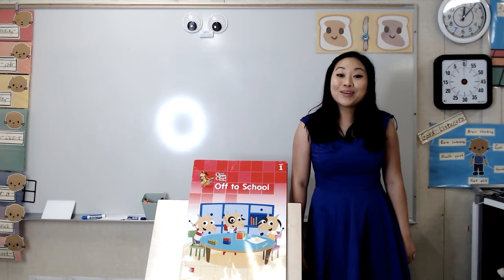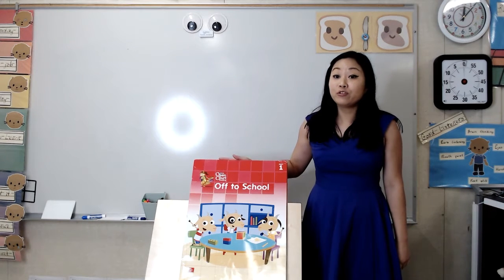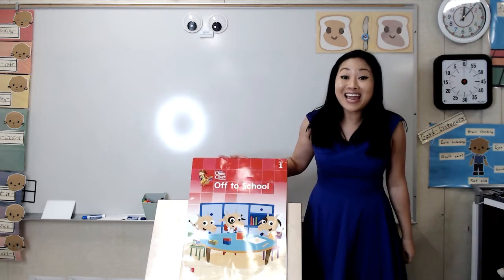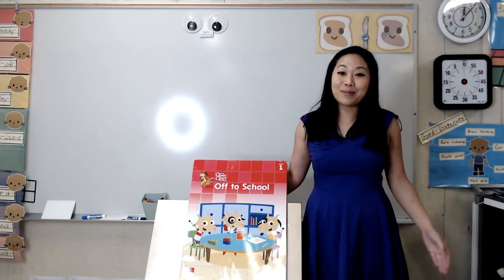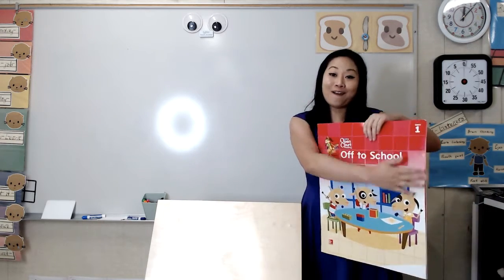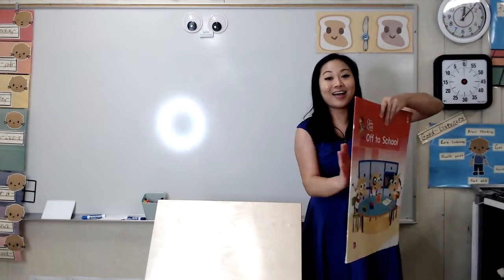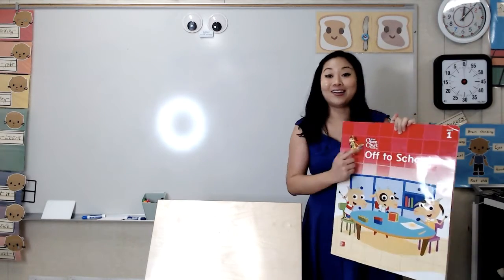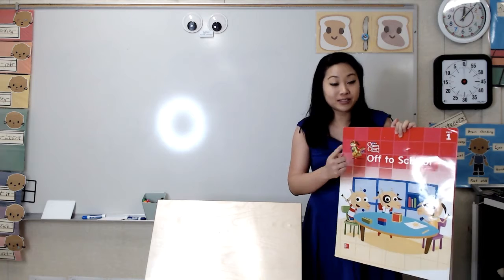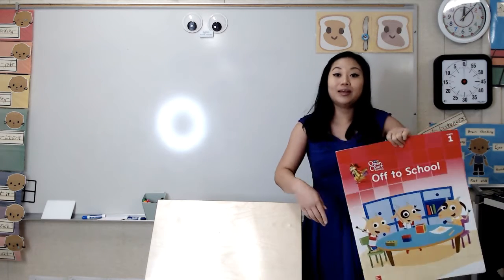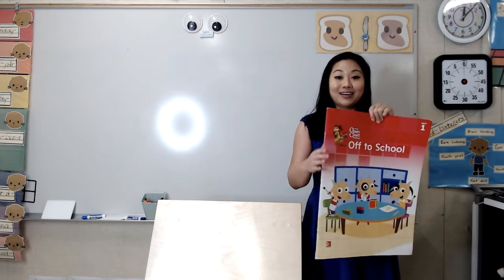Friends! Earlier this week we read a poem from our Off to School Big Book. Today we're going to read another poem. This is the front cover, back cover, and the title. The title of this book is Off to School, and this is the spine.